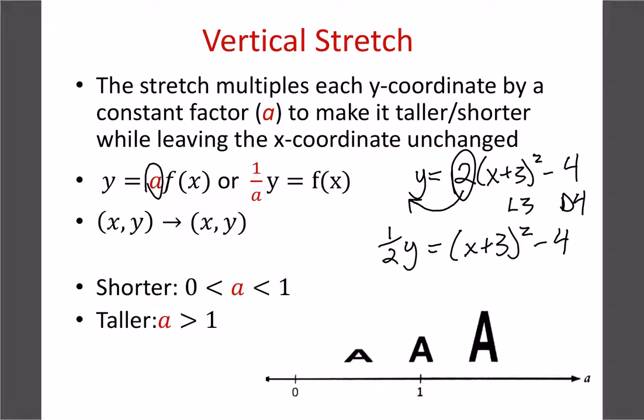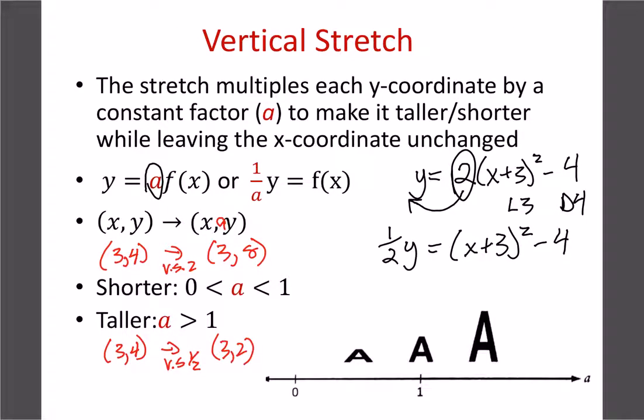Okay, so our a value would just multiply that y coordinate, whatever it is. So for example, let's just say our starting coordinate was (3, 4), and we're going to do a vertical stretch of 2. Our new coordinate then would be (3, 8). If we start with the same coordinate again, (3, 4), but now we do a vertical stretch of a half instead, then that would change to (3, 2).